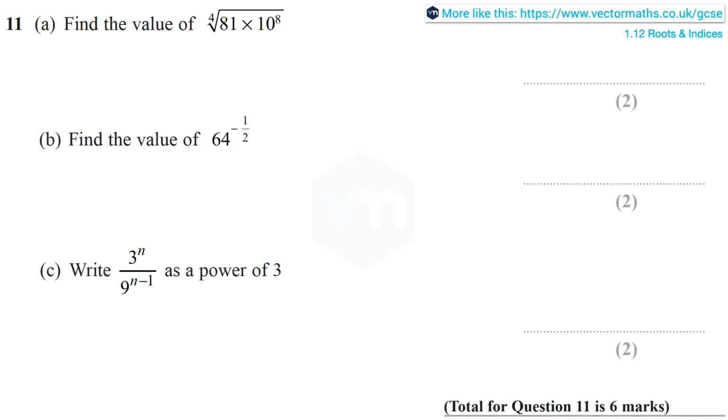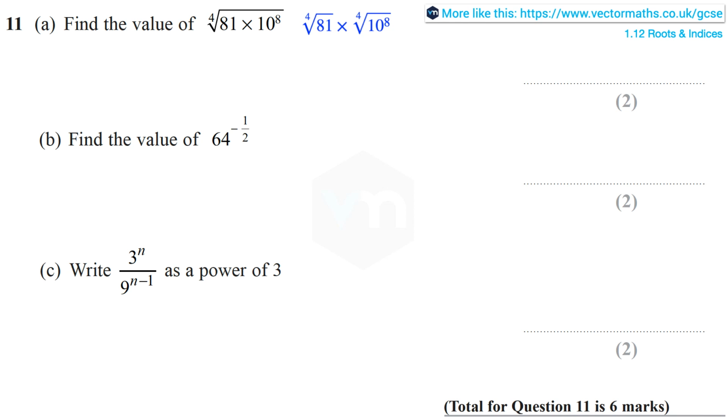In question 11, part A, we need to find the value of the fourth root of 81 times 10 to the power 8. Well, using the laws of surds, that's the same as the fourth root of 81 multiplied by the fourth root of 10 to the power 8. Now, the fourth root of 81 is actually 3, because 3 to the power 4 equals 81.